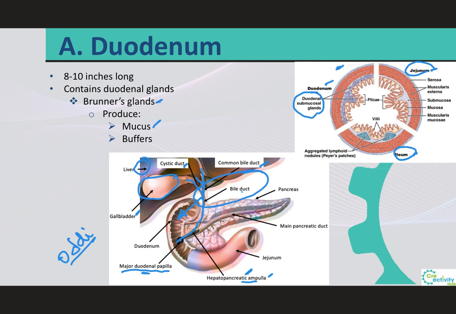And the mucus will also contain buffers that will help to elevate the pH of the chyme that's emptying from the stomach. Because remember, the stomach has a very low pH. Now, the submucosal glands are most abundant in the proximal portion of the duodenum, and their numbers will decrease as they approach the jejunum. And over this distance, the pH of the intestinal contents changes from about 1 to 2 to about 7 to 8.